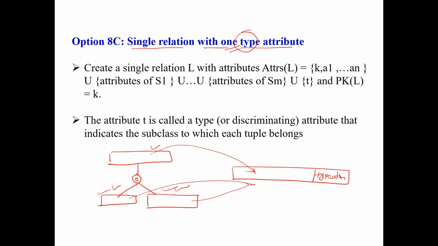So this is very simple. The attribute T is called the type attribute. It is also called the discriminating attribute. Why? Because we should come to know which class this tuple or this record belongs to, whether the person is an engineer or whether the person is a technician.